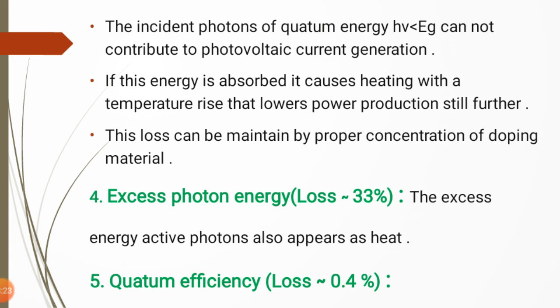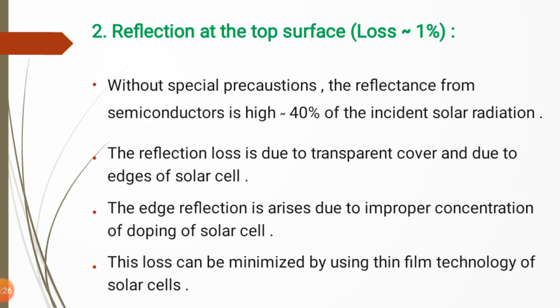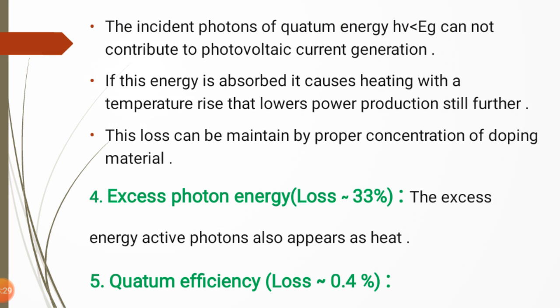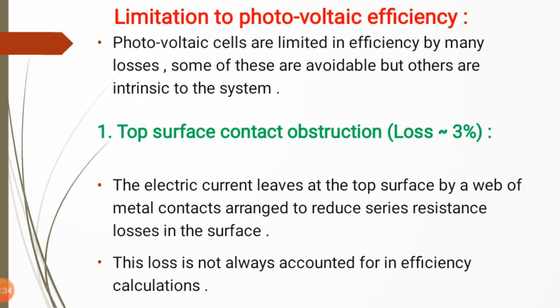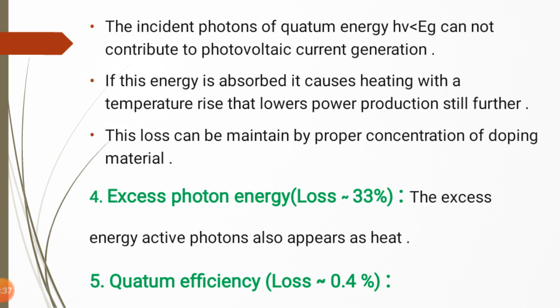Next loss, the incident photon. The next loss is when the energy of the photon is less than the band gap energy. So this loss is because an incident photon of quantum energy, that is h nu, less than Eg, cannot contribute to the photovoltaic current generation. This is the third parameter. That means the energy of the photon is less as compared to the band gap of that particular semiconductor.